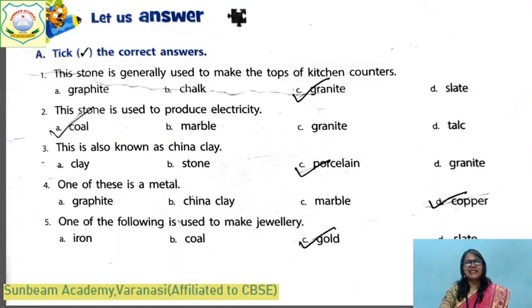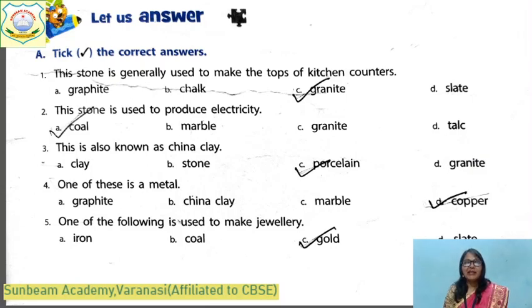You all have seen such types of materials, na? Which stone is generally used to make tops of kitchen counters? Graphite, chalk, granite, or slate? It is granite. Which stone is used to produce electricity? Coal. This is known as China clay. Porcelain, white color clay, na? Cups and mugs are made of porcelain.